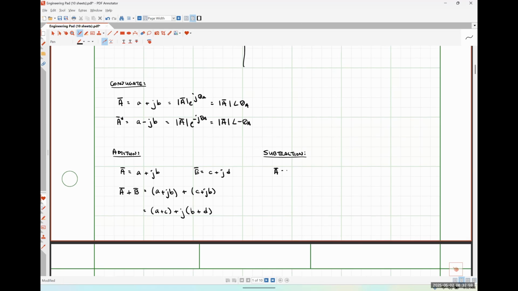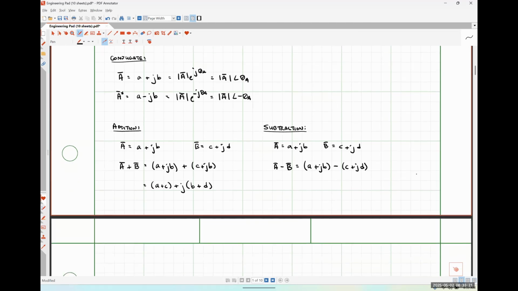If I have those same two complex numbers, A plus JB and C plus JD, and I subtract them, so A minus B, that's just going to look like A plus JB minus C plus JD. The result is a real part of A minus C plus J times an imaginary part of B minus D. So I'm just taking the difference of the real parts and the difference of the imaginary parts.